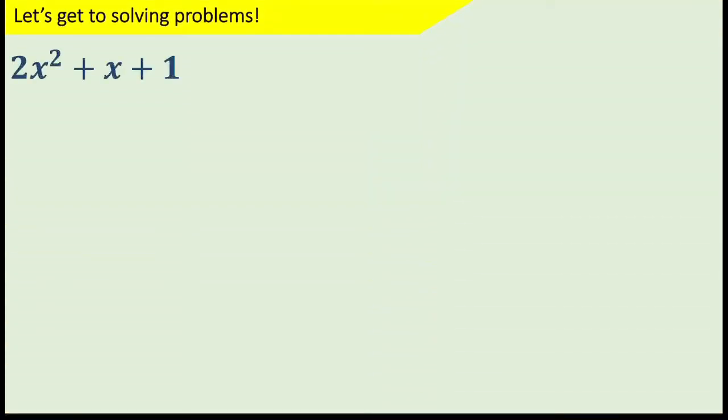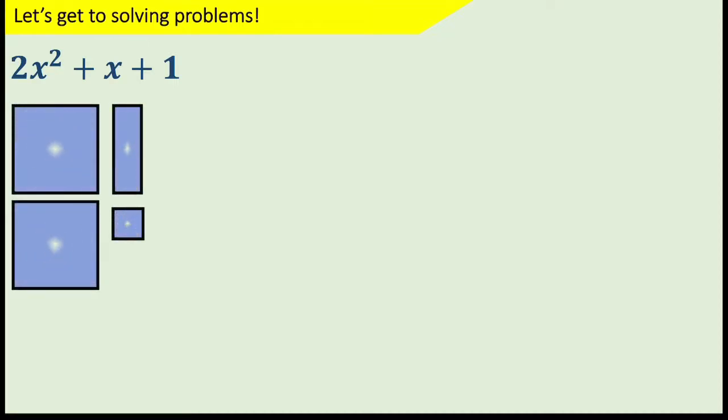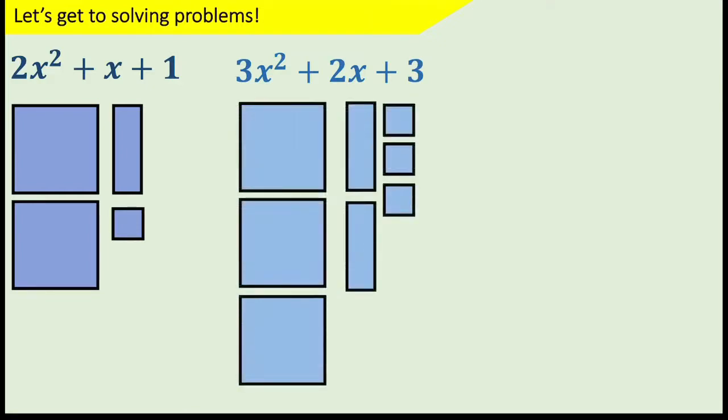So, here's a polynomial expression, 2x squared plus x plus 1. I'm going to represent it with algebra tiles below. Our x squareds are represented with this big square, x by x, and we have 2 of them. Our x is represented with a rectangle, and our 1 value is represented with one small square. Here's another polynomial expression. We're going to represent this with algebra tiles as well. So we have 3x squareds, 2 x's, and 3 1's.